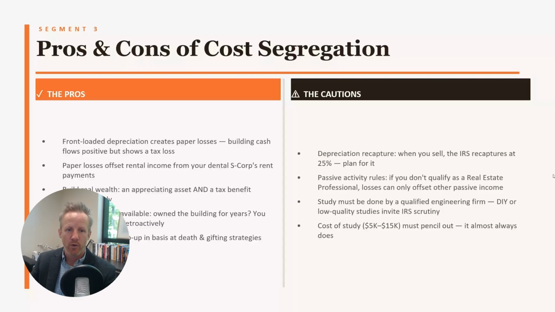Same thing here with a cost segregation study. If you have to drop $15,000 to do the study, but this thing is going to save you $250,000 in taxes in the first 5 years, then it's obviously well worth it to do so.